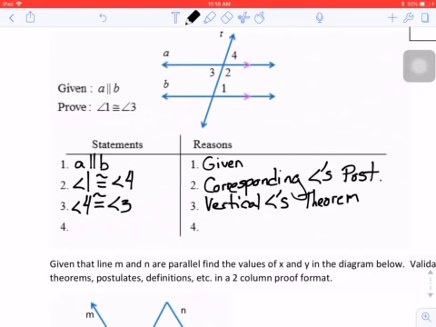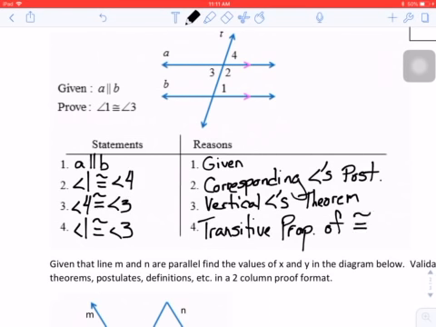Okay. And then last but not least, again, it's my favorite. Angle 1 congruent to angle 4. 4 is congruent to 3. So this congruent to that congruent to that thing over there. This must be congruent to that thing over there. So angle 1 is congruent to angle 3 because of the transitive property. And I got to use congruency here. Transitive property of congruence. Ta-da! I love it when we prove stuff.